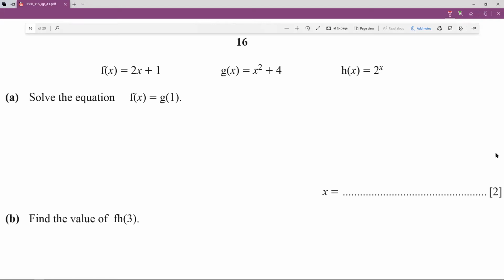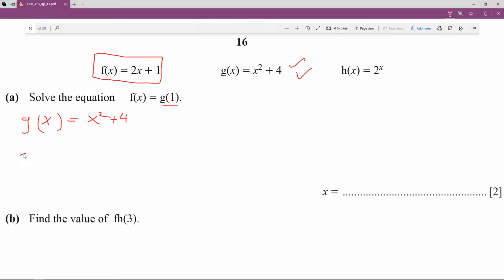Now, the first question says solve the equation f(x) equals g(1). So f(x) is very easy because we have it up there. The only concern we're having is g(1), so let us solve g(1). Let me just borrow g(x) down there. g(x) is x squared plus 4. Right there, you can see it.